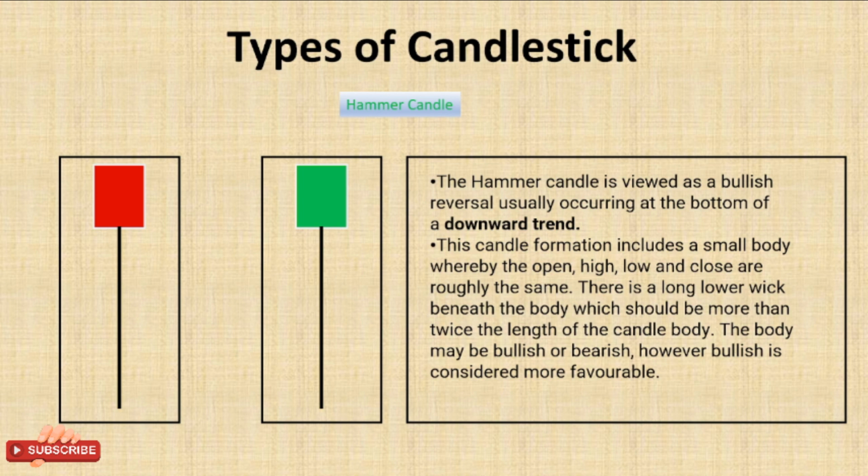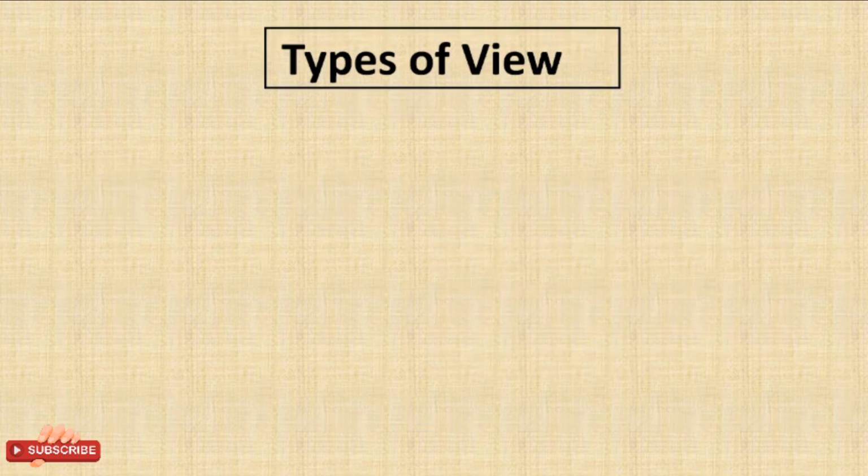So as you can see in the image, the body is very small, but the wick size is very big, and the open, high, low, and close are roughly the same. So let's move on to the new candle.